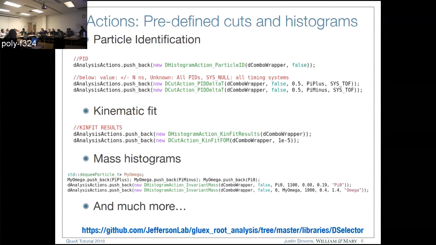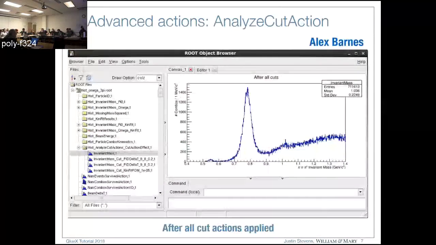Okay, and all of the list of these actions, additional histogram actions, cut actions you might want to try are on GitHub in this DSelector library, and there's a DHistogramAction and a DCutAction .cc and .h, and those have the list of all possible actions you could apply here that are predefined.